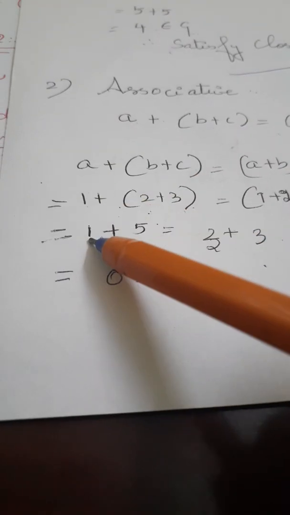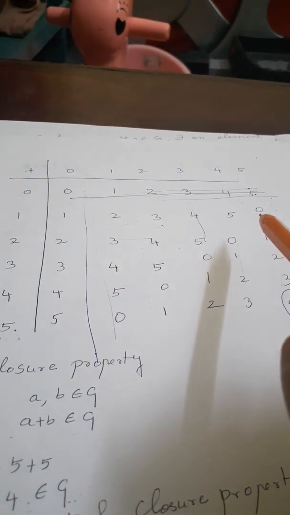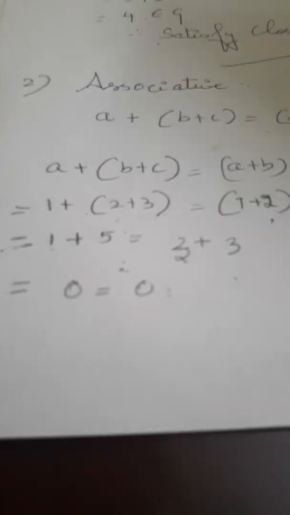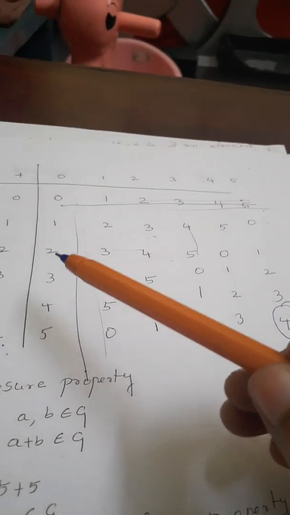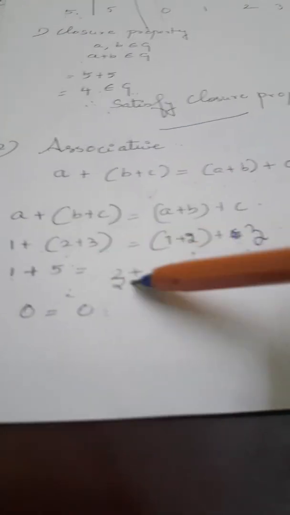So what is the next thing? 1 plus 5. 1 plus 5, please see here. The table is clear for you, right? 1 plus 5, what's the value here? 0. See, 0. Next thing is 3 plus 3. So 3 is here plus 3. What is the value? 0. So 0 is equal to 0.